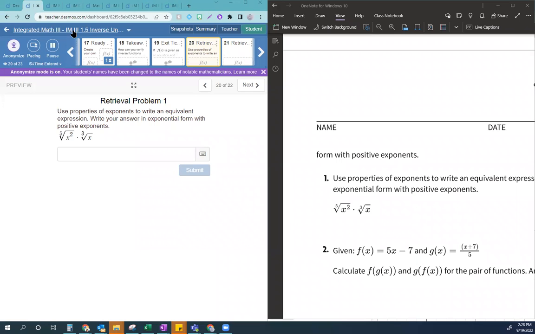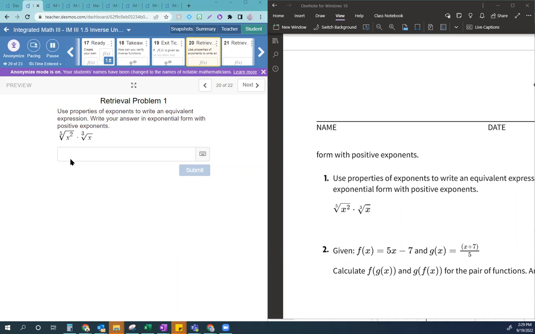Okay, so for Math 3, we're going to go over 1.5 and slide 20, retrieval problem number 1. What this is, you're reaching all the way back to, I want to say, a little bit of Math 8 when you were in 8th grade, because that's where square roots come from. But also a little bit of Integrated 1 and 2, when we started using these exponent rules in a little bit of a different way. So let's get started here.